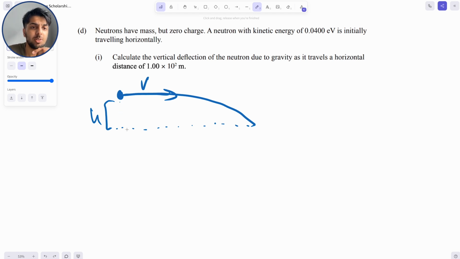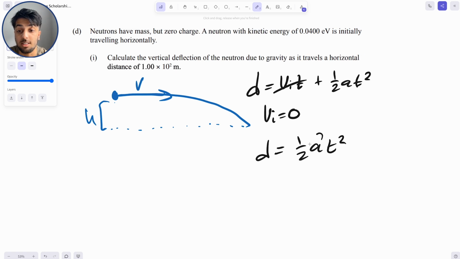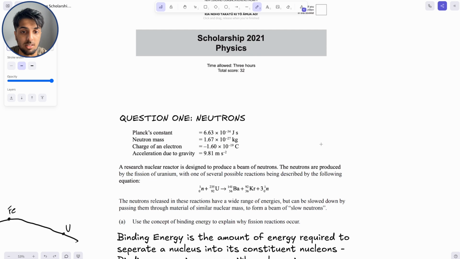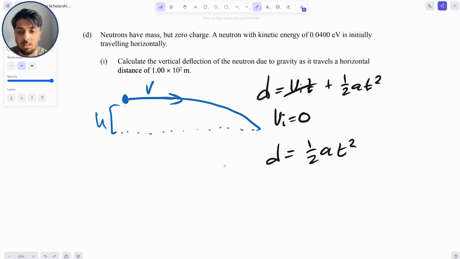And so from that, we can gather that we can use our formula d is equal to vt plus half at squared. So as it's being moved from a standstill, we can say that vi is equal to 0. Thus we can cancel this out, so d is equal to half at squared. And in this case, our acceleration is just g, right? Gravity, so 9.81, I believe. Does it tell us? Yep, acceleration due to gravity, 9.81 meters per second squared.